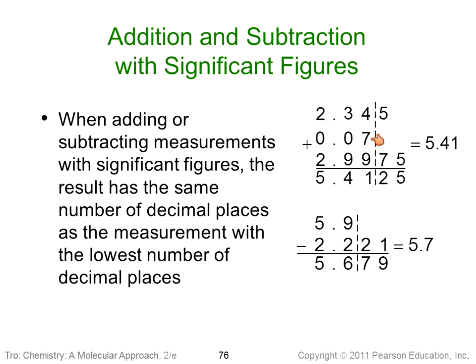Adding and subtracting, I look at the lowest one with digits to the right of the decimal. So this one only has 2, so my answer will only have 2 to the right, 5.41. This number up here only has 1 to the right, so my answer will only have 1, and that 7 bumps up the 6.